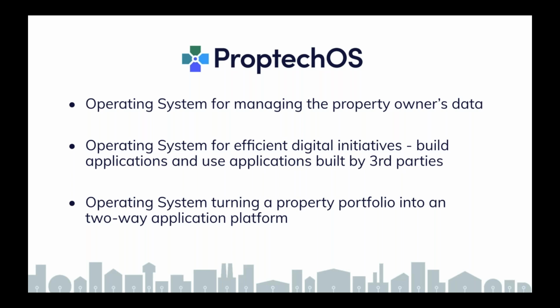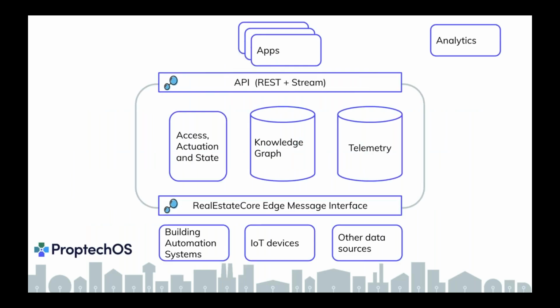And the main case with this is to turn your building portfolio into an application platform that you can both take data out from, but also control things in. So how could that look? And here, since I guess we have some engineers in the audience, just some schema, and you can see how it's built up when you're actually designing a system. At the bottom you have the building automation system, IoT devices, and other data sources, such as anything from weather services to your own internal ERP legacy systems, and other things in the smart city that you connect to.